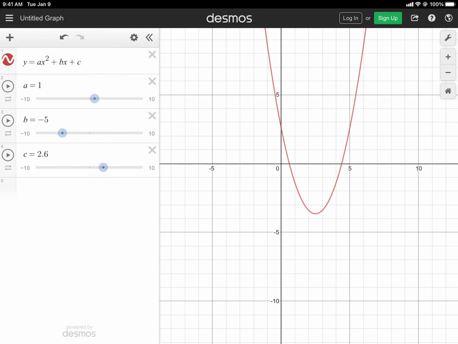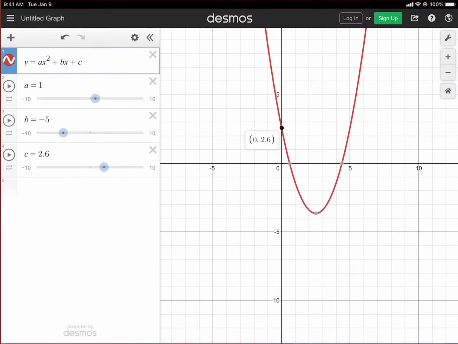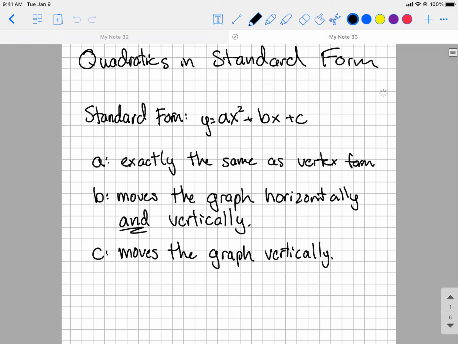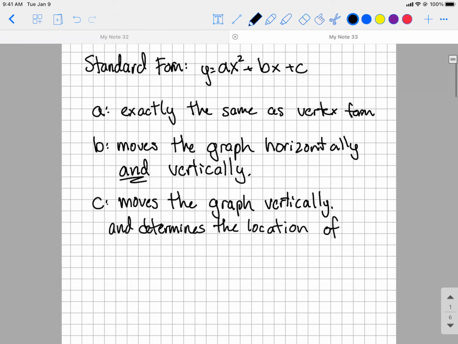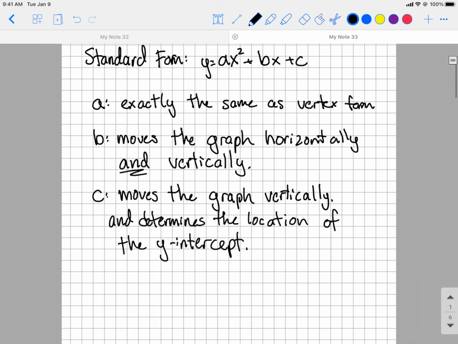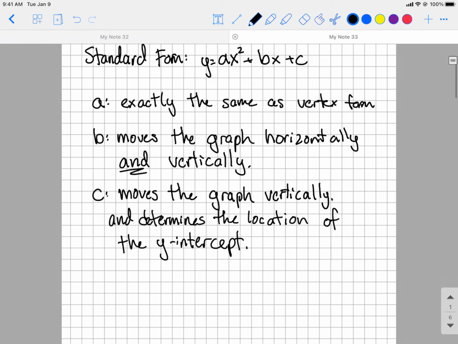And so if I move the graph, now it's 2.6, and our y-intercept is 2.6. So that's the other thing that C does. C moves the graph vertically and determines the location of the y-intercept. Unfortunately, that actually doesn't matter all that much, but it's at least something. It's more useful than B. So there we go. We have A, we have B, and we have C.